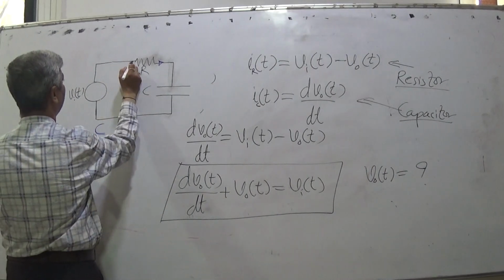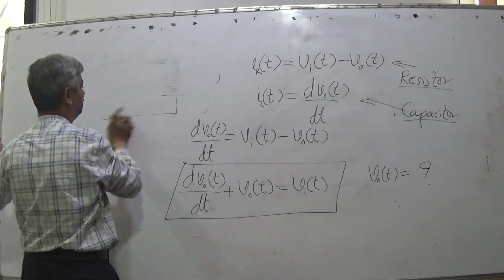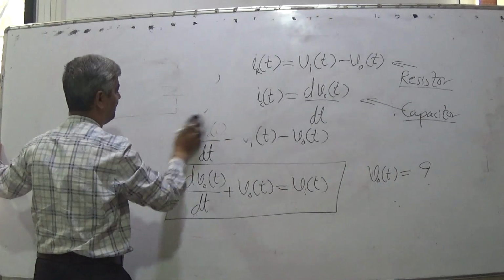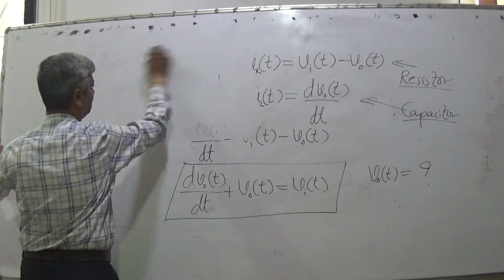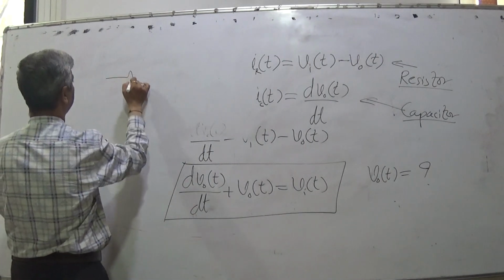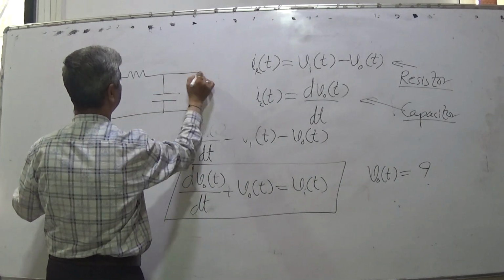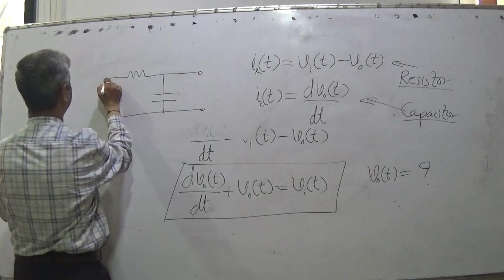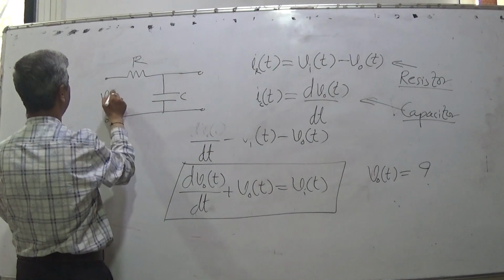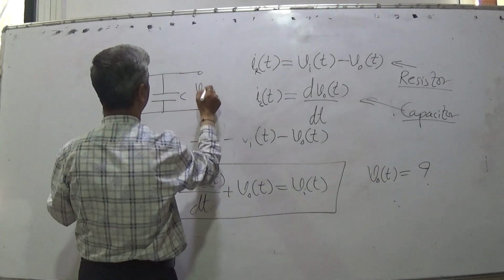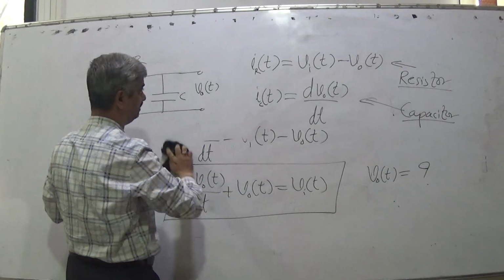So to be very precise, we can have a general circuit wherein something is there on the input side of an RC circuit and something is there on the output side. A simple circuit would be like this: R, C, V in(t) here and V out(t) here. And now we will derive the differential equation.